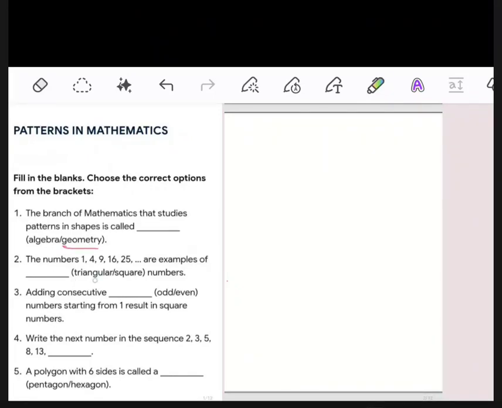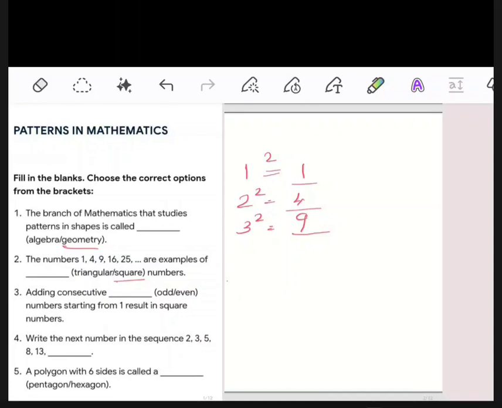Second question, the numbers 1, 4, 9, 16 are examples of dash number: triangular number, square number. So the numbers 1, 4, 9, 16, 25 are the result of multiplying a whole number by itself. So 1 square equals 1, 2 square equals 4, 3 square equals 9. So all these are square numbers. So the option is square numbers.